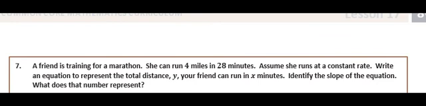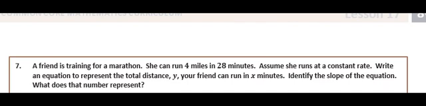Find exercise 7. A friend is training for a marathon. She can run 4 miles in 28 minutes. Assume she runs at a constant rate. Write an equation to represent the total distance, y, your friend can run in x minutes. Identify the slope of the equation, and what does that number represent? So let's go ahead and use cubes to annotate this problem. Click continue when you're done and answer a few questions about your annotation.